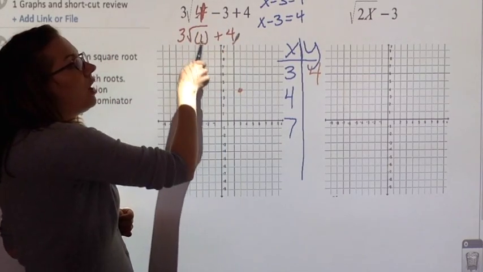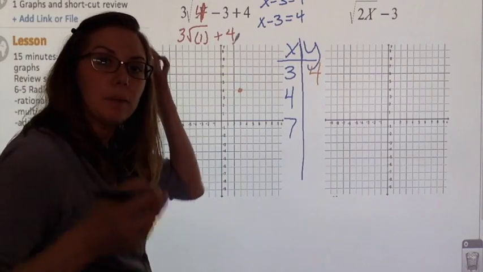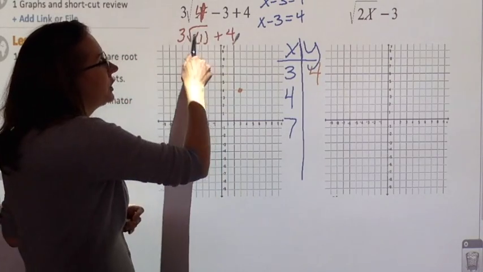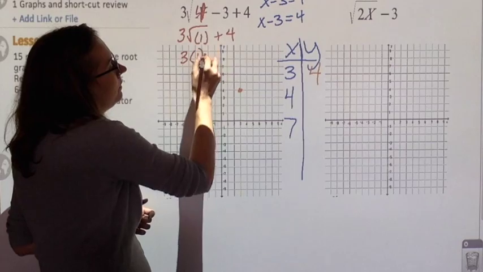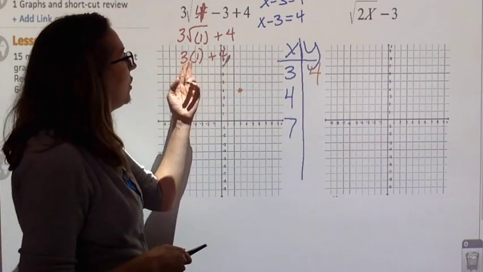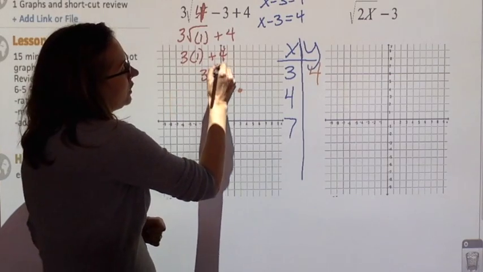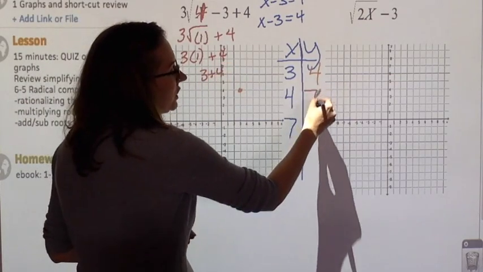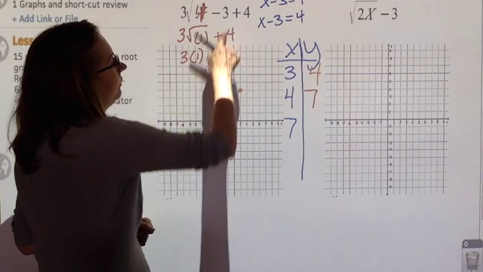I have to solve this, okay? Don't just say 1. Remember, you're square rooting that 1. Square root of 1 is 1. Follow order of operations, multiply before you add. 3 times 1 is 3, and 3 plus 4 is going to give me 7. So when I plugged in 4, I got out 7.